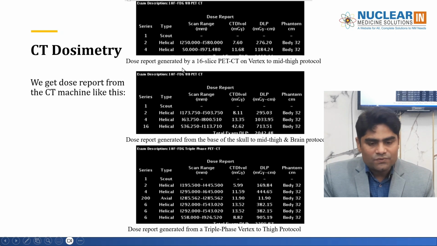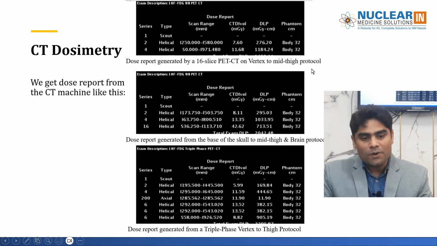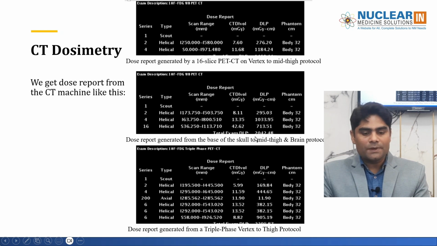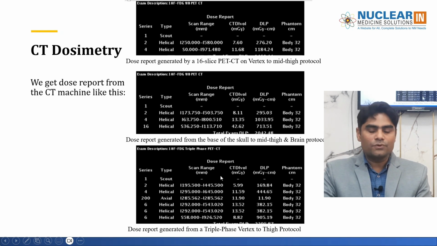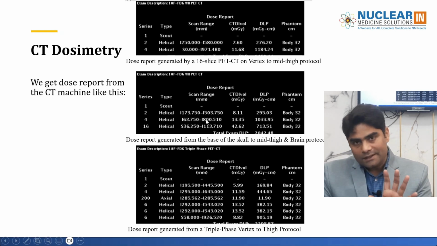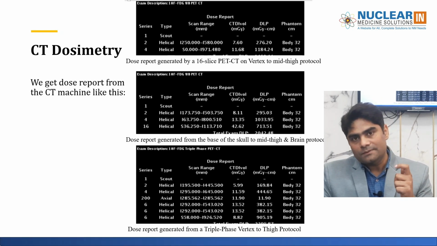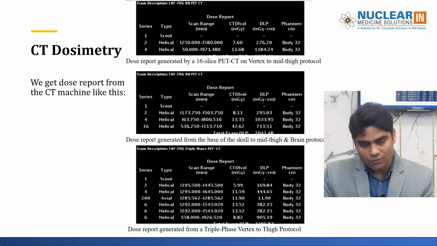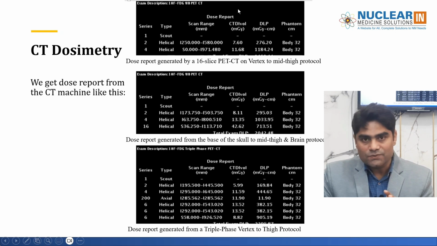This is a typical dose report generated from a 16 slice PET CT using the vertex to mid-thigh protocol. The second dose report is obtained from the eye to thigh plus brain protocol, and the third from the triple phase vertex to thigh protocol. We will practically calculate from these dose reports how much effective dose this is equivalent to for the patient, and we'll see all the terms used in this dose report.